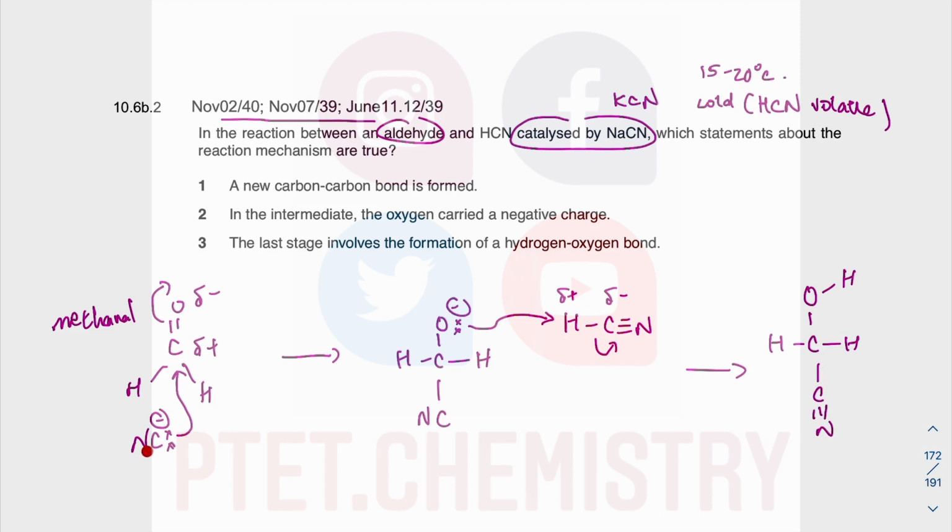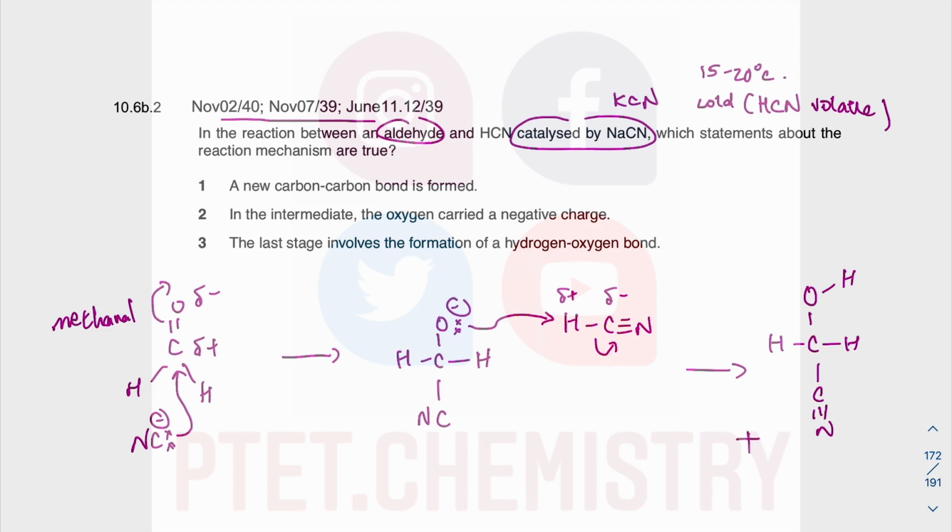So there's nothing changed with the triple bond in CN. From there to there to there, there's nothing changed. You are forming a carbon-carbon bond. You are breaking a carbon-oxygen double bond. You are forming an OH single bond. You are breaking the CH single bond.